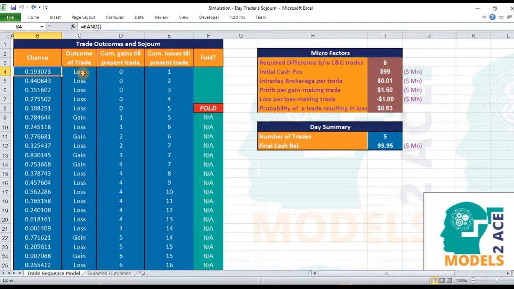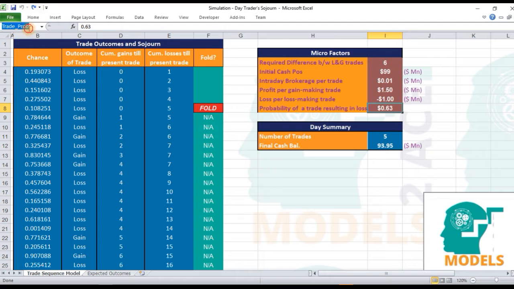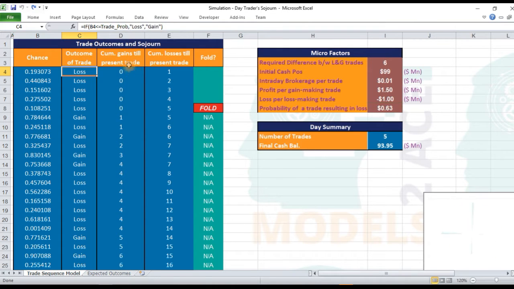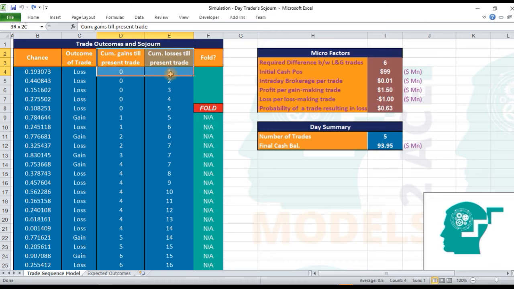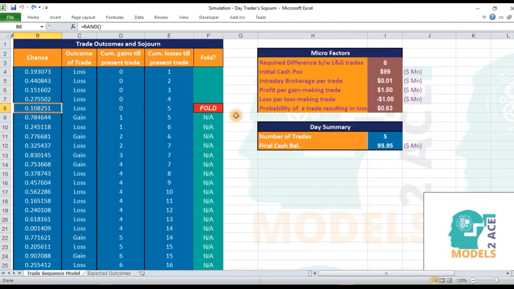The probability of a loss-making trade is 63%. So, if this random number happens to lie between 0 and 0.63, the trade is marked to be a loss-making trade. Otherwise, it is a trade that resulted in an MTM gain. These two columns maintain a running count of gains and losses encountered thus far. The last column represents the decision variable for the trader: should he continue trading or fold for the day.